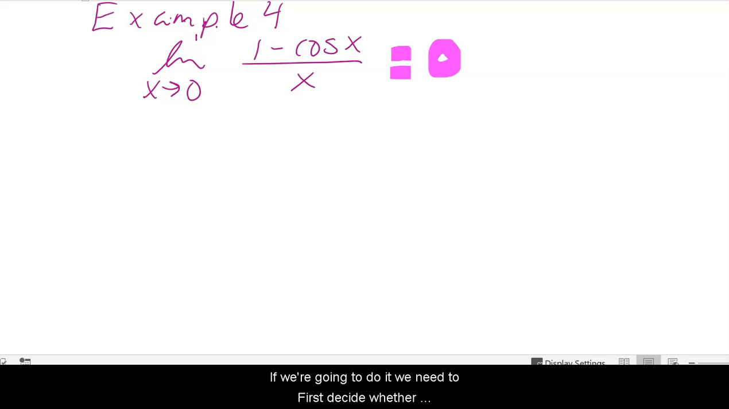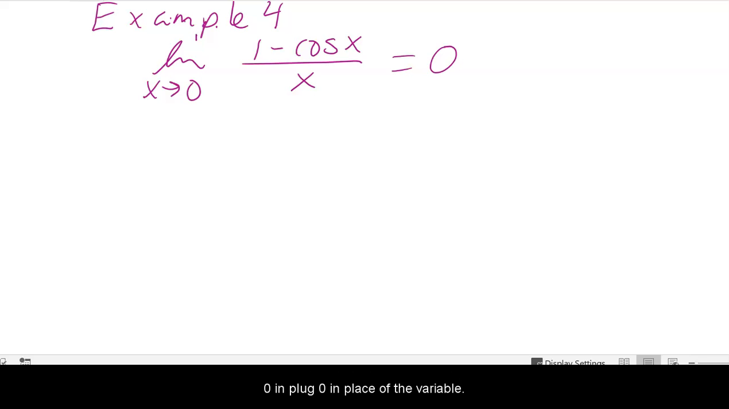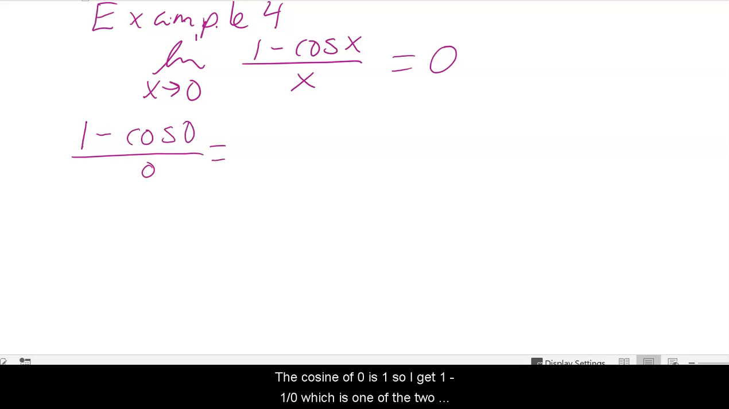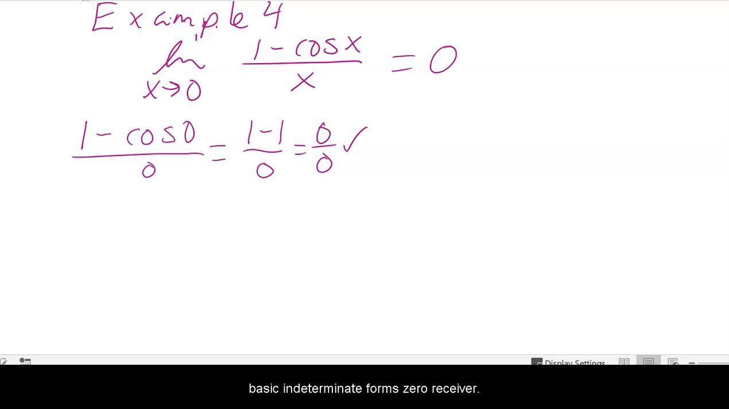If we're going to do it, we need to first decide whether or not L'Hopital's rule applies. To do that, we first take the limit, which is approaching 0, and plug 0 in place of the variable x. This gives me 1 minus the cosine of 0 divided by 0. The cosine of 0 is 1, so I get 1 minus 1 over 0, which is one of the two basic indeterminate forms, 0 over 0.